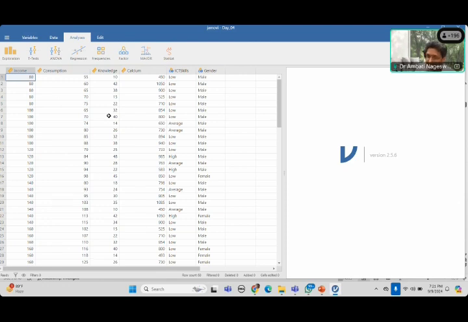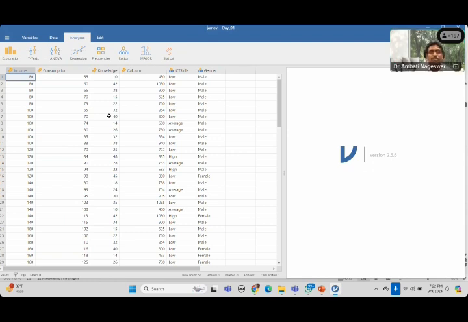I'm just repeating again. As a part of my null hypothesis, I'm framing that there is no correlation between income and consumption of the employees or respondents of your study. My alternative hypothesis is that there is a correlation between income and consumption of the respondents. I just want to test income and consumption.